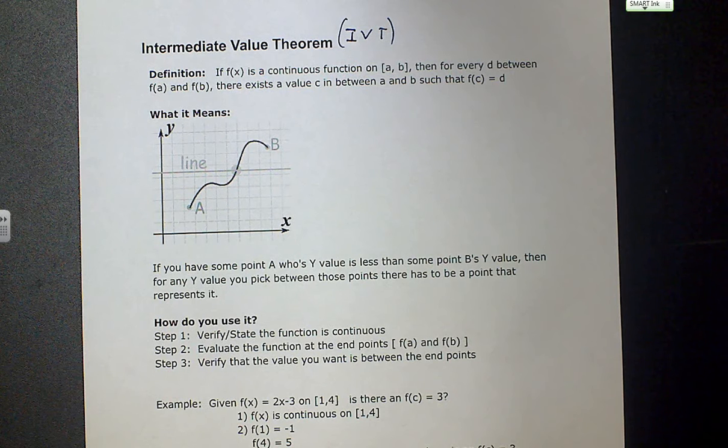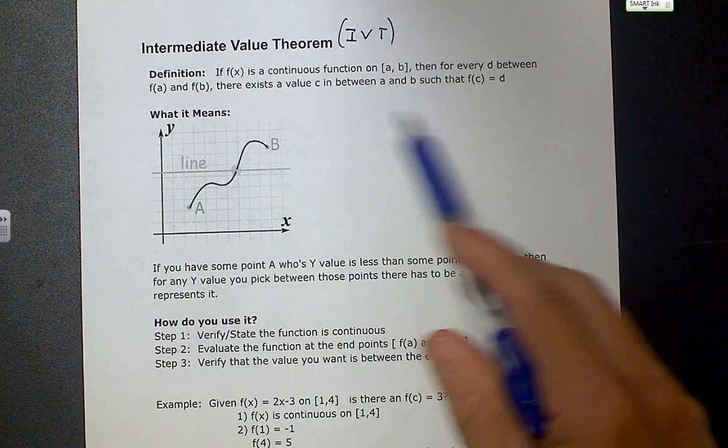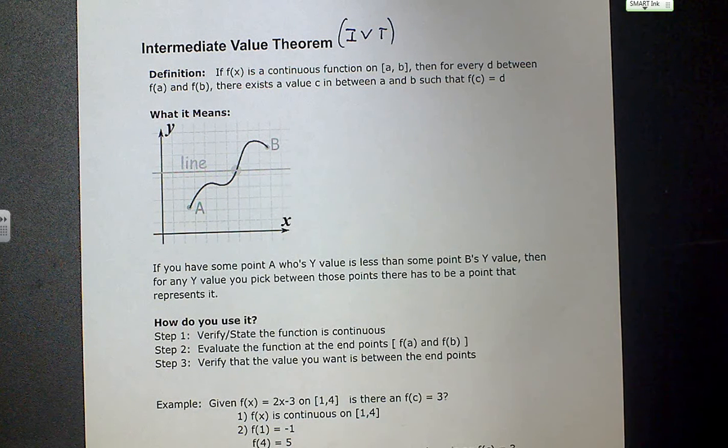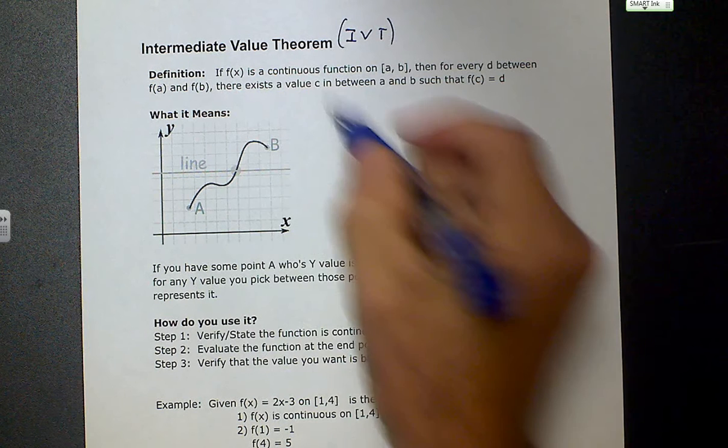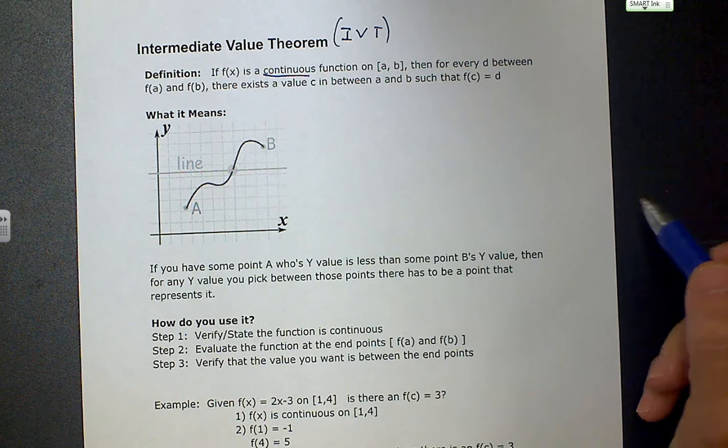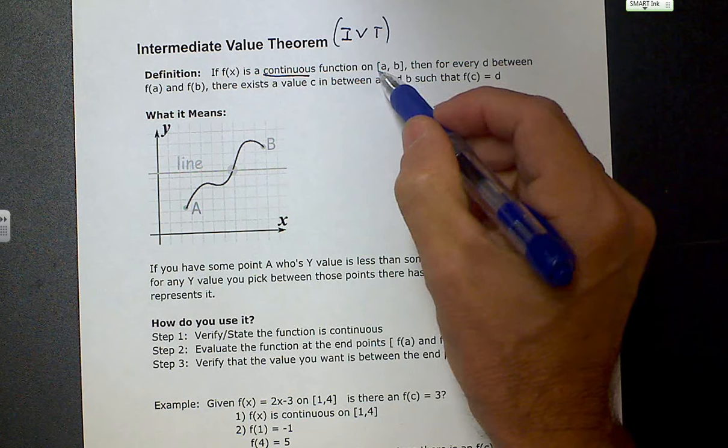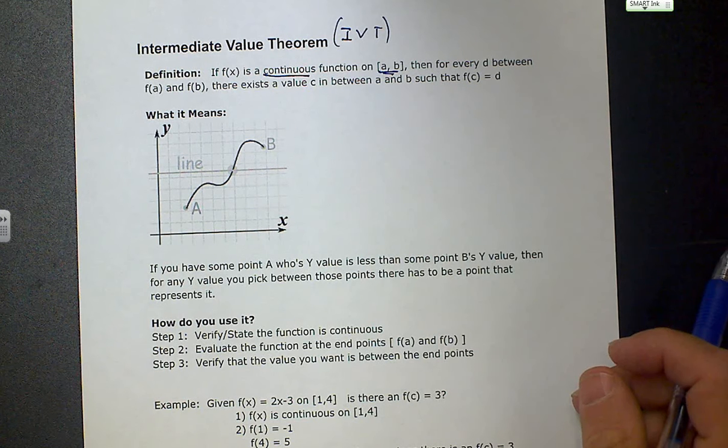The definition, if f of x is a continuous function on a, b, then for every d between f of a and b, there's a c between that, blah, blah. It's really confusing to read. It's really an easy theorem. What it says is this. If I have a continuous function that's bounded and a start point and an end point.